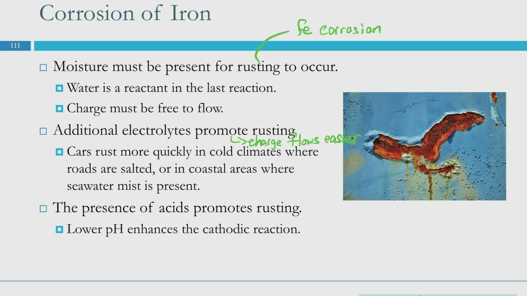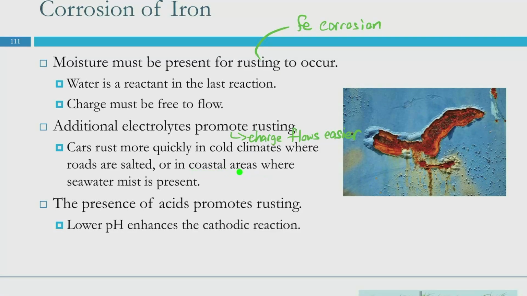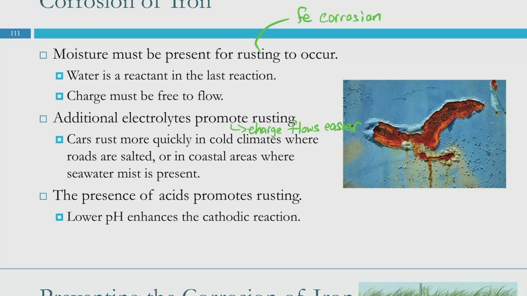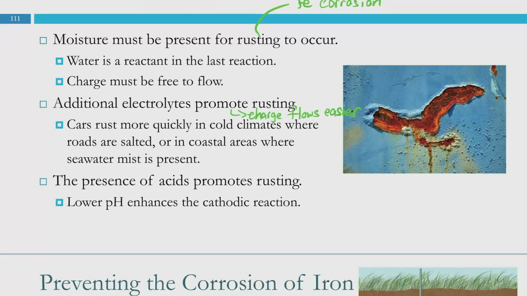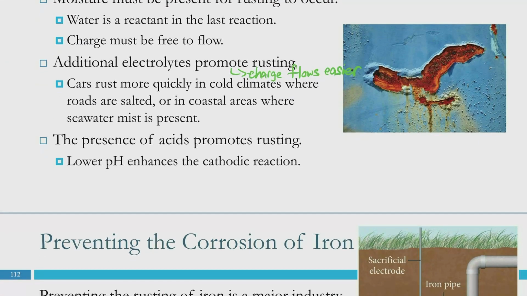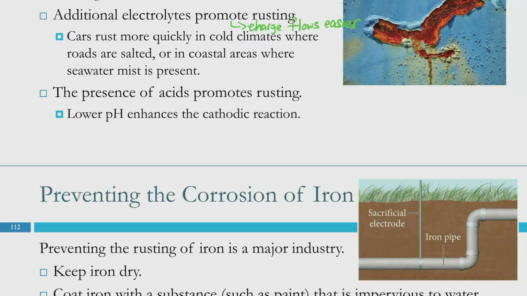And so cars are more likely to rust quickly in places where the roads are salted, so in New England, the Northeast, or in coastal areas where there's seawater mist present because there's salt water just all over the place. So like around here, you don't have to go and get the undercarriage of your car sprayed down. In New England, Massachusetts areas, right? They've got places where you can go and get the underside of your car washed to help prevent rusting of parts of your car that would not normally be exposed to water.